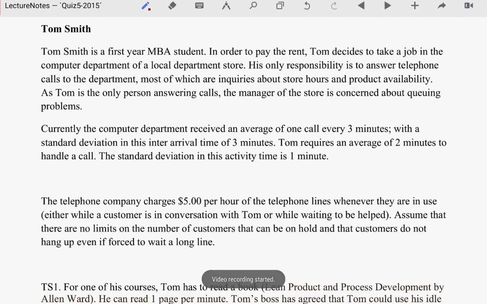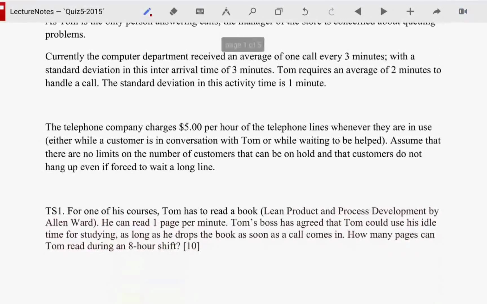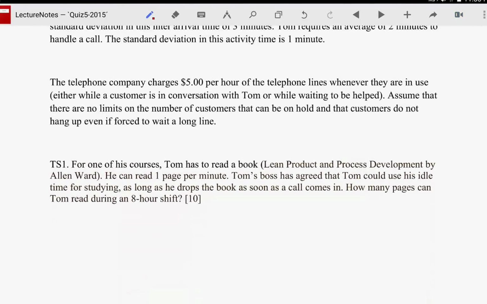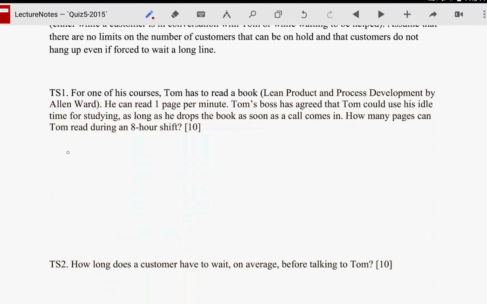Alright, the first question is about Tom Smith, and in this question, the TS1 is really asking the opposite of utilization. Basically, I want to find out what amount of time he's not working. Okay. Well, to do that, first we got to calculate the utilization.